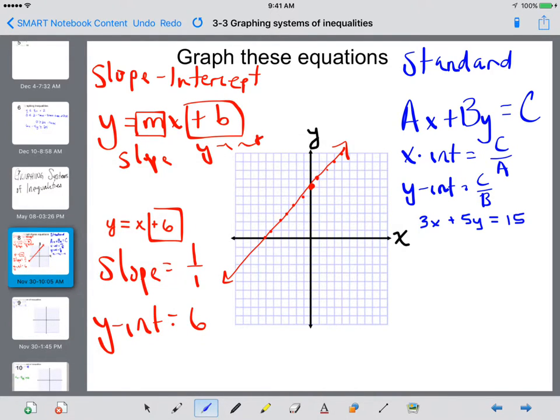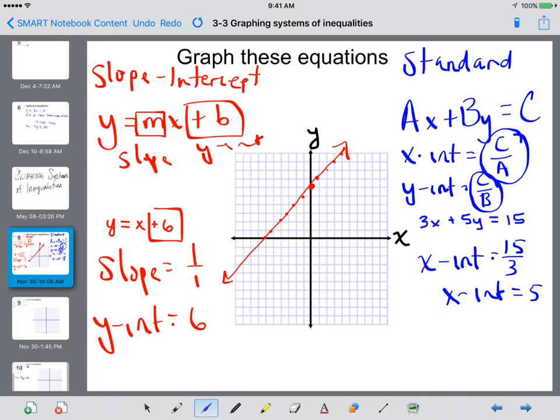Standard form is of the form ax plus by equals c, where the x-intercept is c divided by a, and the y-intercept is c divided by b. You plot both points, and you get your line. So here, my a is 3, b is 5, c is 15, so for the x-intercept we have 15 divided by 3. The x-intercept equals 5.